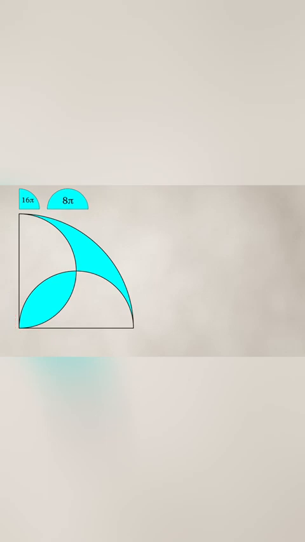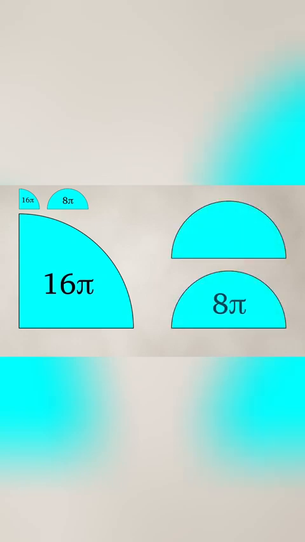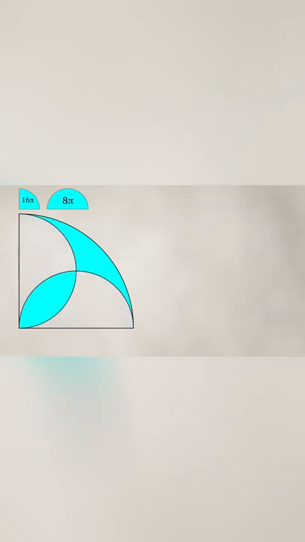And here's our first, "wait, what?" moment. The quarter circle is 16 pi, and the two semicircles combined also equal 16 pi. They match perfectly. Keep that in your back pocket. It's about to matter. So let's break the quarter circle into 4 distinct regions.